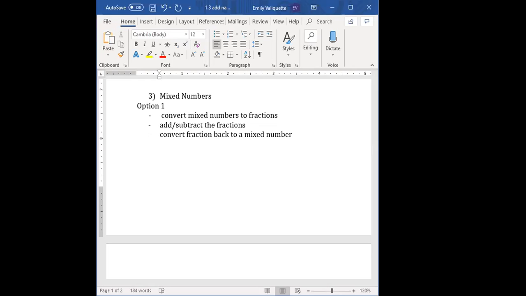It involves keeping them in mixed number form. However, it really only works great for addition and then some simple subtraction problems, but it doesn't work great for all subtraction problems. So because of that, I'm going to recommend using option one for at least subtracting mixed numbers, but I'll show you both of them.